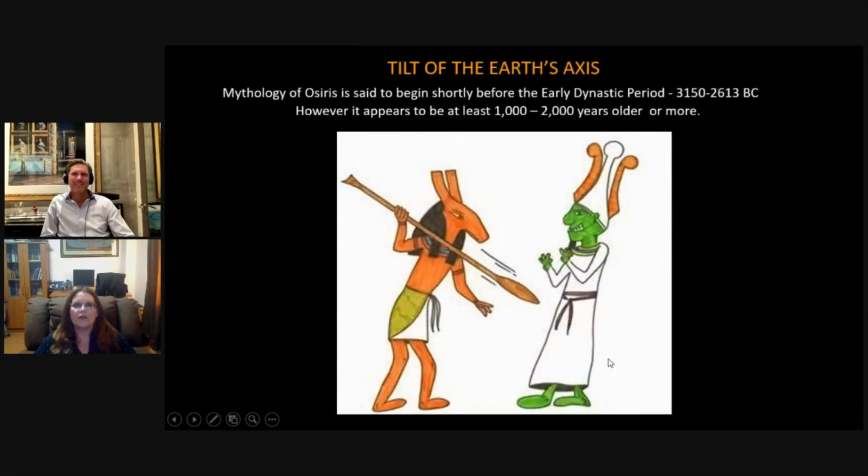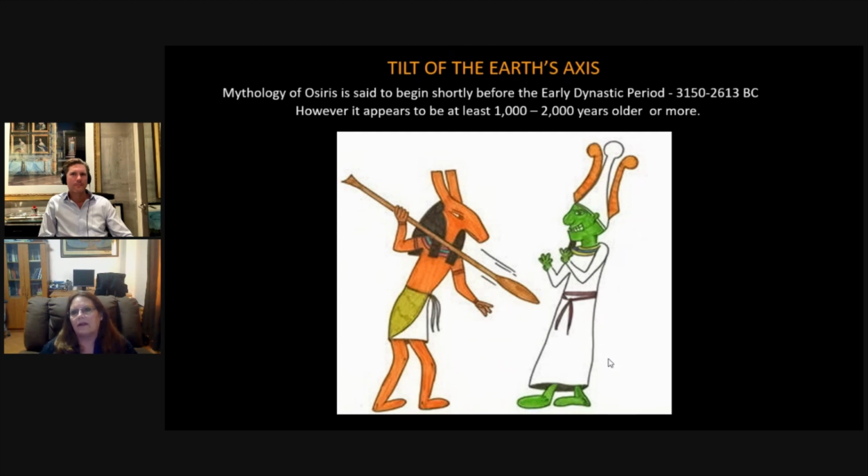So again, tilt of the Earth's axis. When does this all happen? When does Osiris come on the scene in ancient Egypt? Well, the mythology of Osiris is said to begin shortly before the early dynastic period, which was about 3150 to 2613 BC, so basically around 5,000 years ago. Long, long time. And many people today believe he's pre-dynastic. Just because we call him Osiris today, at one time, as I said, he was Osar. Before that was Seir. And before that, he might have had another name. As I said, Sa was Orion.